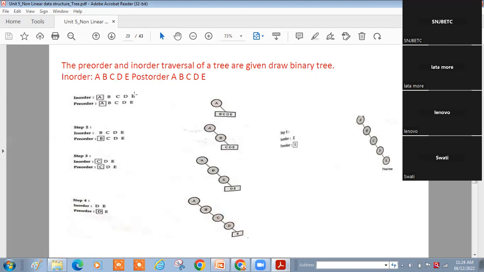See, students, don't focus on this red line, focus on this one. See my arrow where I'm showing. So I'm saying here is your pre-order. Pre-order first element is A. So first element is A, means your root must be A.